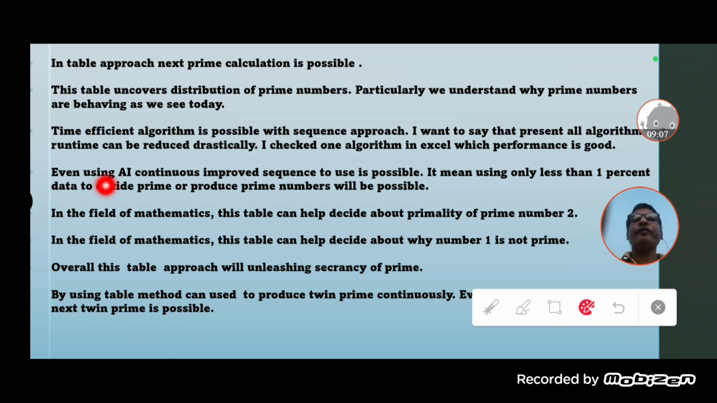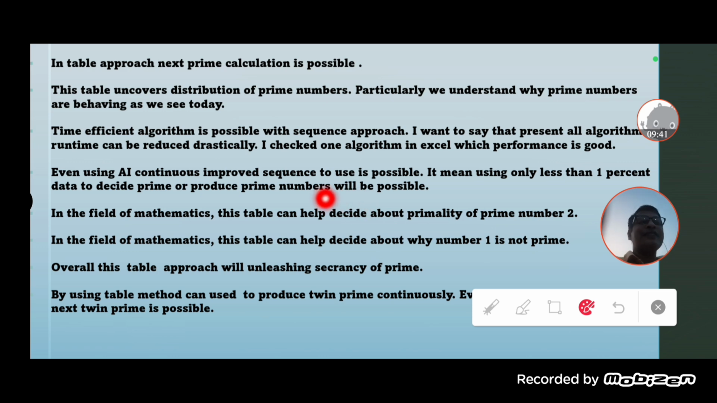Next new thing: even using AI, artificial intelligence, continuous improvement of the sequence is possible. And what is the outcome of using AI? If we use AI to analyze the sequence, it means that using less than 1% of the data, it is possible to produce the prime numbers.